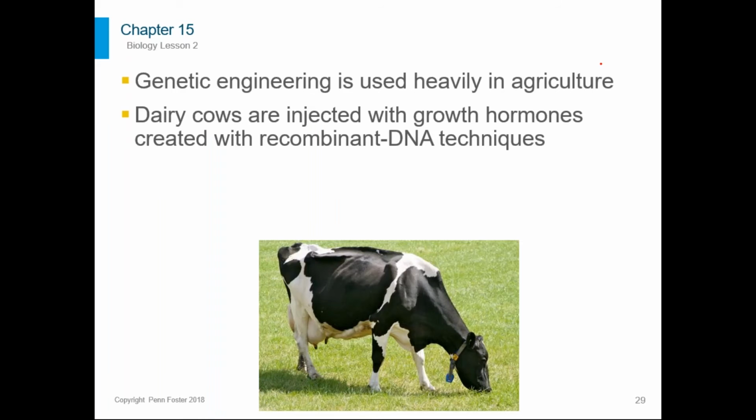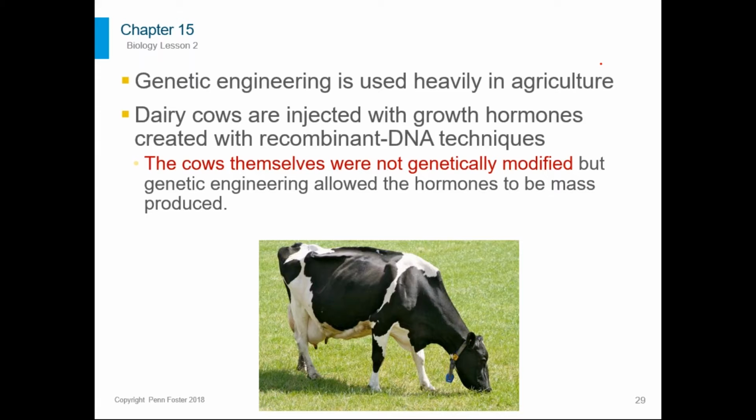Genetic engineering is used heavily in agriculture, both directly and indirectly. When I say indirectly, I mean, as an example, dairy cows which are injected with growth hormones, which were created with recombinant DNA techniques. These help the cows make more milk. So in this example, the cows themselves are not genetically modified, but genetic engineering allowed those hormones to be mass produced. And this is similar actually to the insulin that's used by diabetics. The insulin molecule is the same as the ones normally produced in the human body, but bacteria are used as a factory to make it, so we have enough for injections.